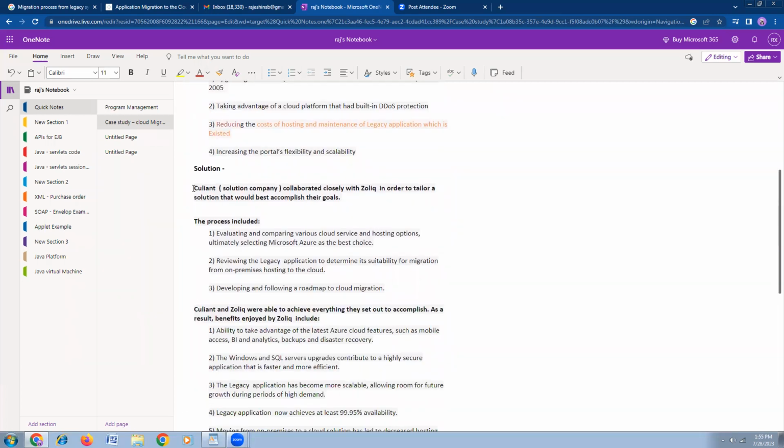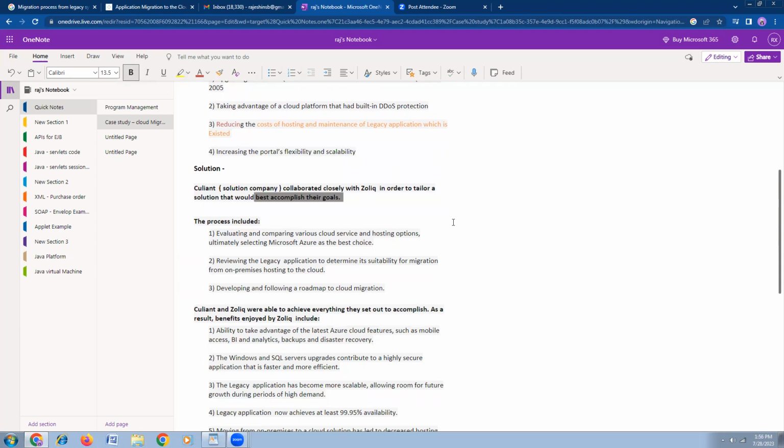What was the solution? Qlient itself is a solution provider. It's a software company, I can say. So they have collaborated closely with Jolik in order to tailor a solution that would best accomplish their goals, because Jolik is expecting a solution provider who has experience in the cloud environment, so that whatever goals they have, those have to be achieved. So Jolik has conducted a meeting with Qlient people. Qlient is a software company, in simple words, I can say, right?